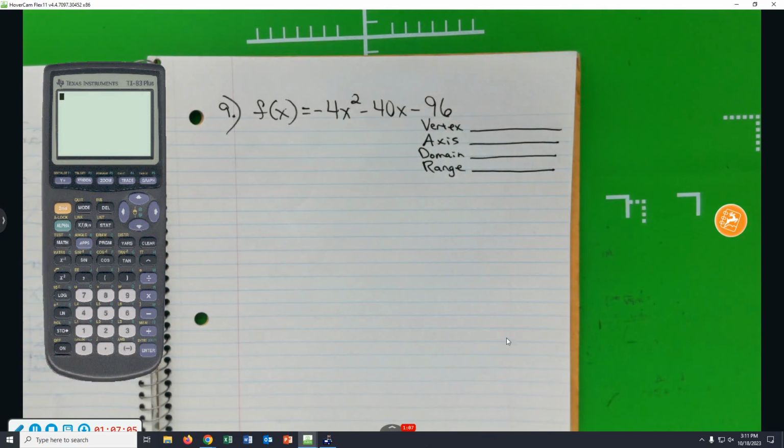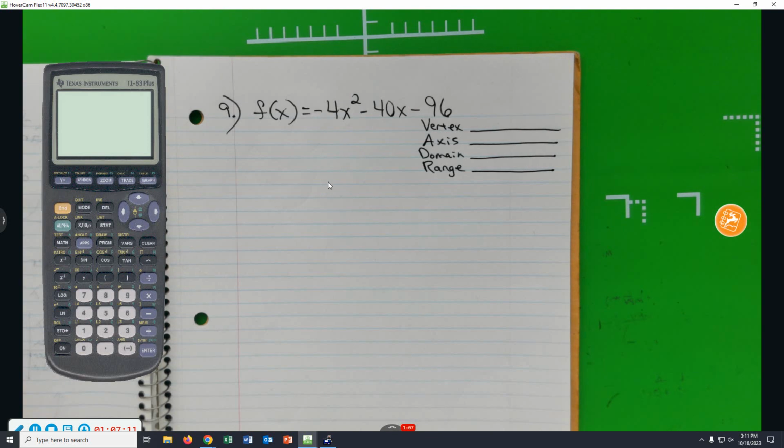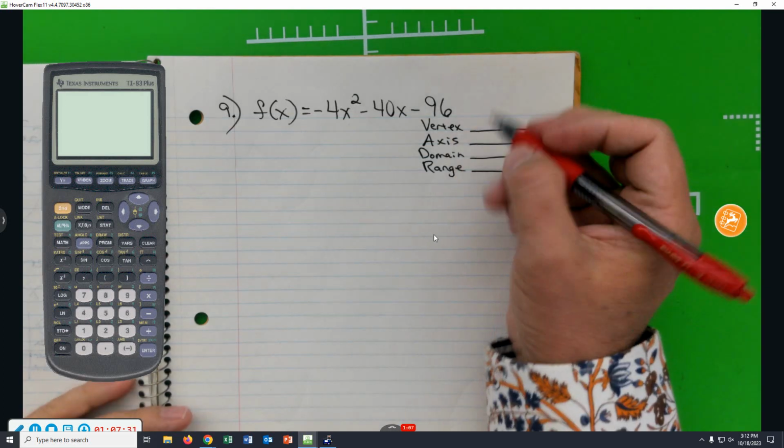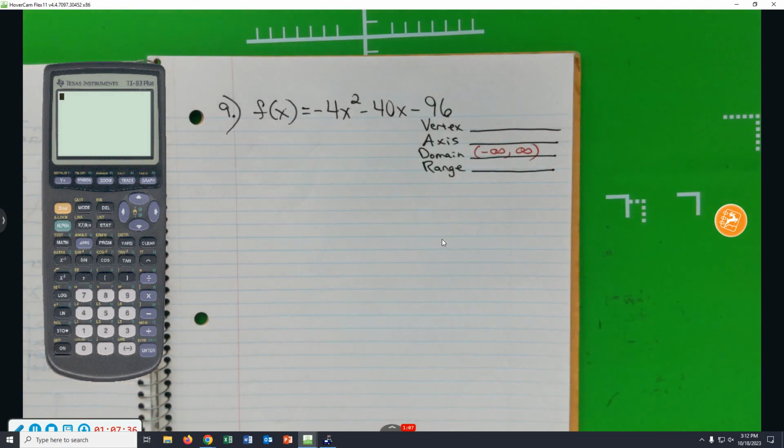Now, before I do any work, I can fill in one of these blanks already. Which blank can I fill in? All quadratic functions have the same blank, because there's no square roots and no fractions. The domain, all real numbers. Good. Which we write as negative infinity to infinity.